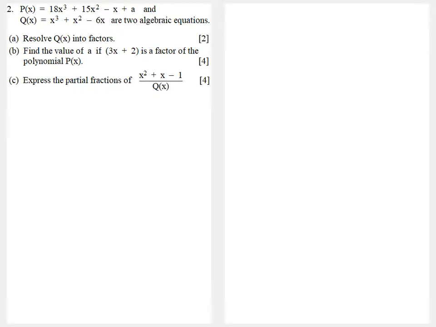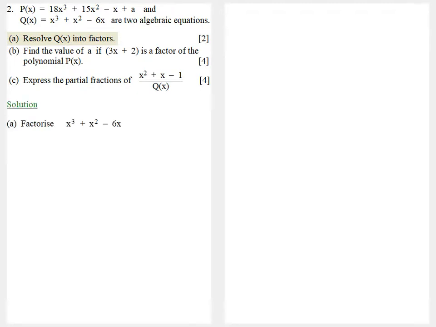Comilla Higher Maths 2017, Question 2. In Question 2, we're given the functions p of x is equal to 18x cubed plus 15x squared minus x plus a, and q of x is equal to x cubed plus x squared minus 6x. Now in part A, we're asked to resolve qx into factors.